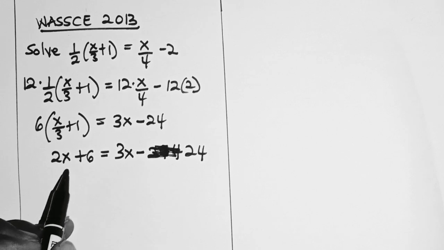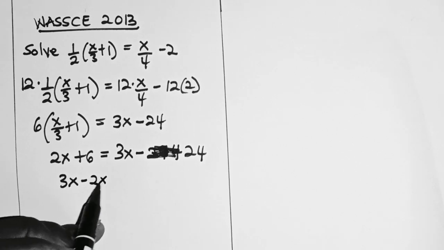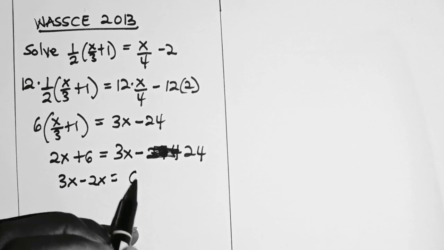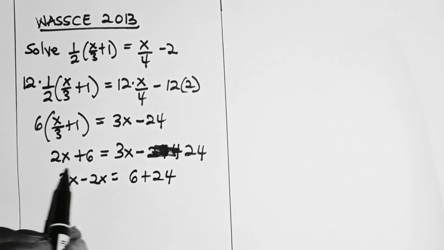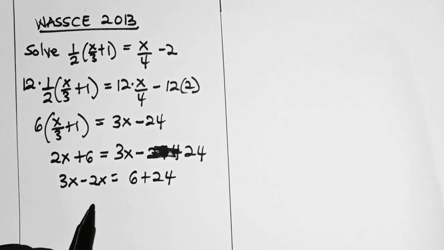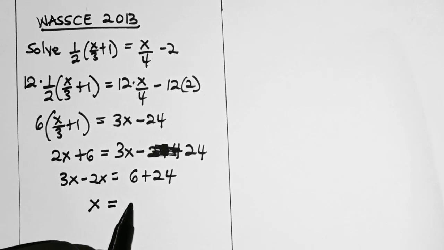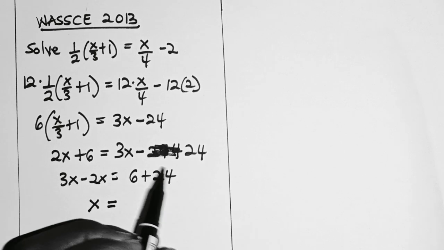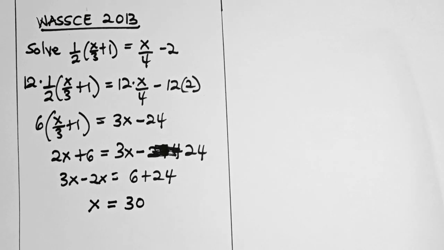Now let's group like terms. So this becomes 3x minus 2x equals 6 plus 24. So 3x minus 2x is x, equals 6 plus 24, which is 30. So the value of x is x equals 30.